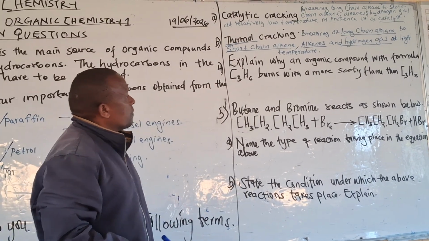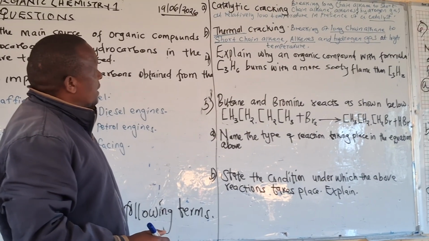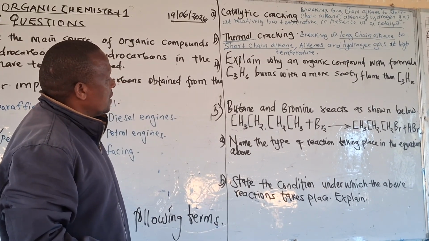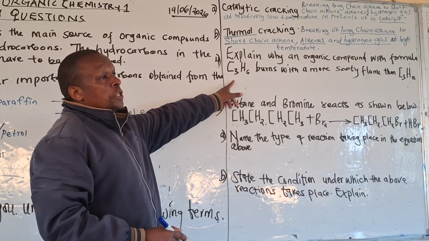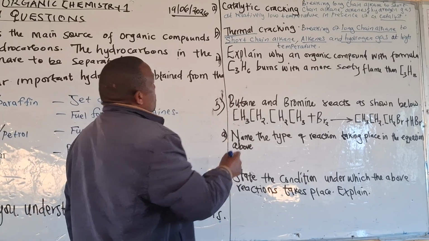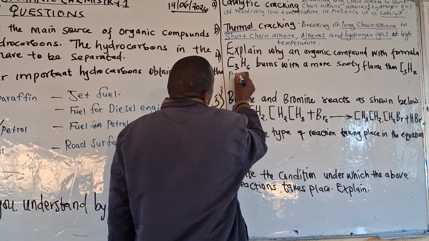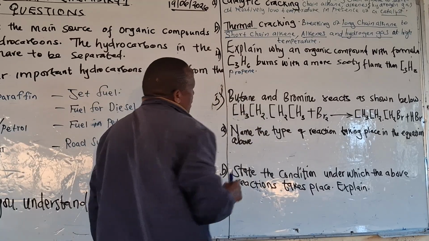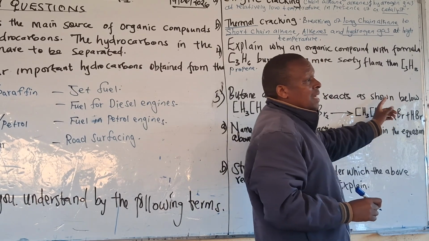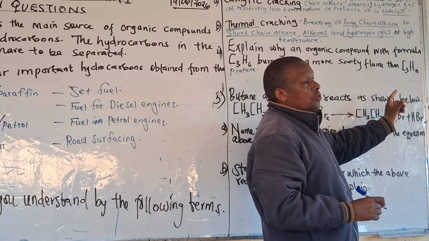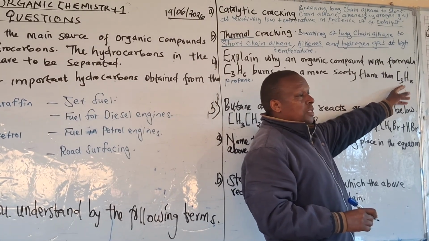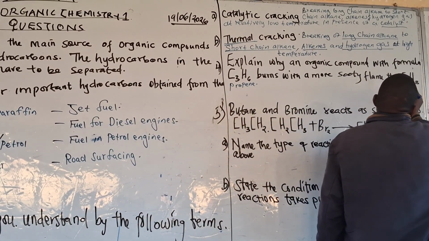Now, let's go to 4. Explain why an organic compound with the formula C3H6 burns with more sooty flame than C3H8. This one conforms to the general formula CnH2n. So this is an alkene. So this is propene. Okay? This is which alkene? Propene. Are you together? And this one, C3H8, conforms to the general formula CnH2n+2. So this is an alkane. Are we together? And this one is an alkane with 3 carbon atoms. Therefore, this is propane. Okay? Propane.